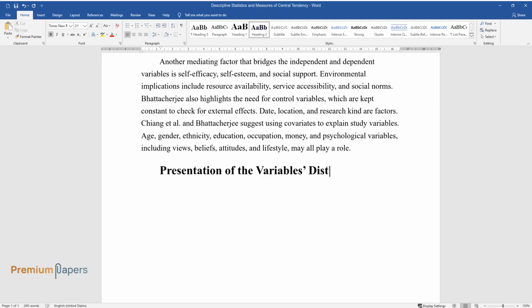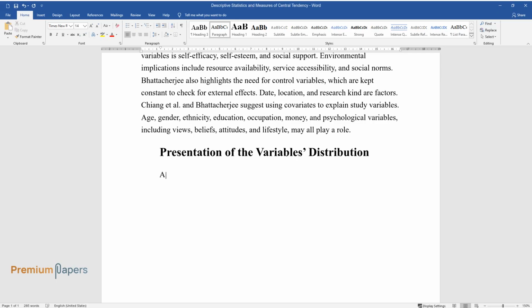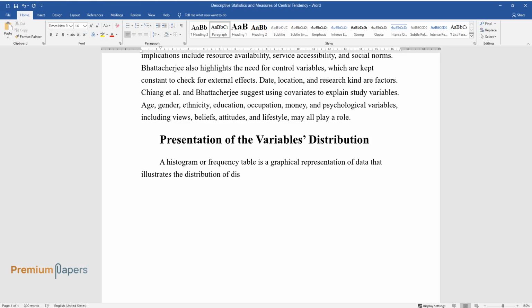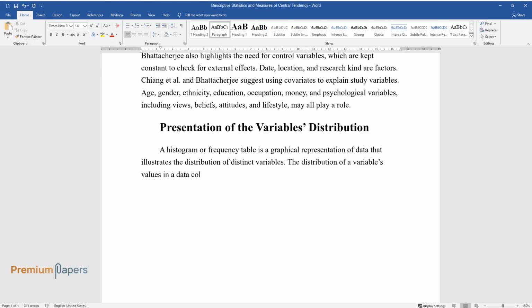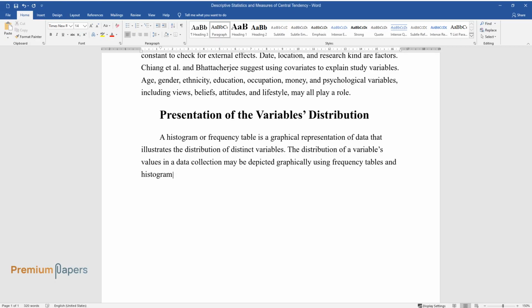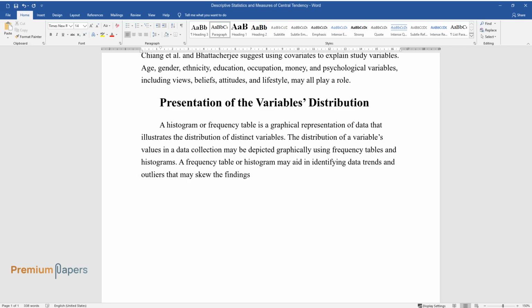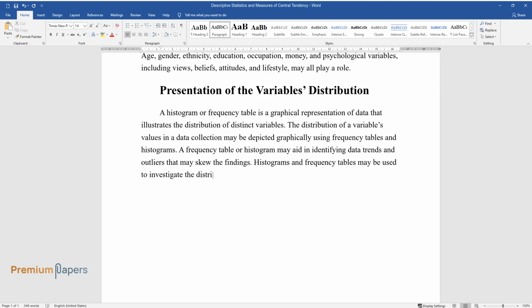Presentation of the variables distribution. A histogram or frequency table is a graphical representation of data that illustrates the distribution of distinct variables. The distribution of a variable's values in a data collection may be depicted graphically using frequency tables and histograms. A frequency table or histogram may aid in identifying data trends and outliers that may skew the findings. Histograms and frequency tables may be used to investigate the distribution of data points within a collection.